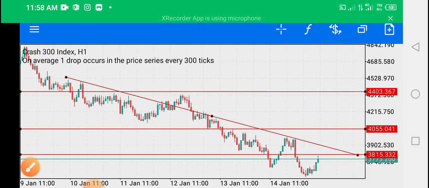So we just got our spike here, as you can see, because we just got our spike. I will show you that. I have to go to a lower time frame to show you that, but first I have to show you something here.